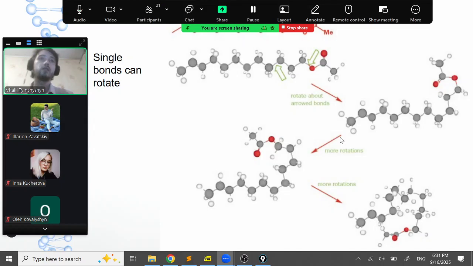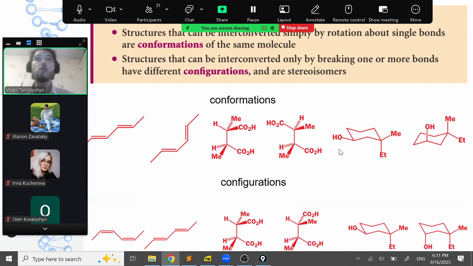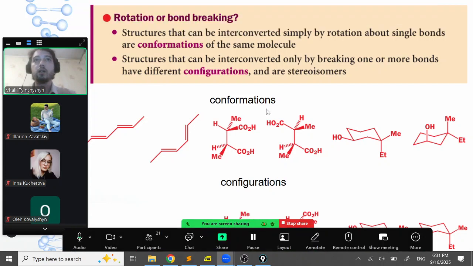Maybe we'll get to that a little bit later when we talk about proteins and protein folding. But anyway, you should know about this effect, and that we do not represent that in our drawings, but in some cases, if you measure something, it may somehow manifest. Good. What else? So rotation or bond breaking.